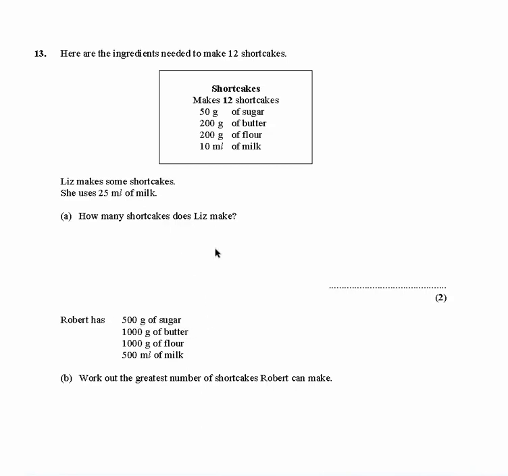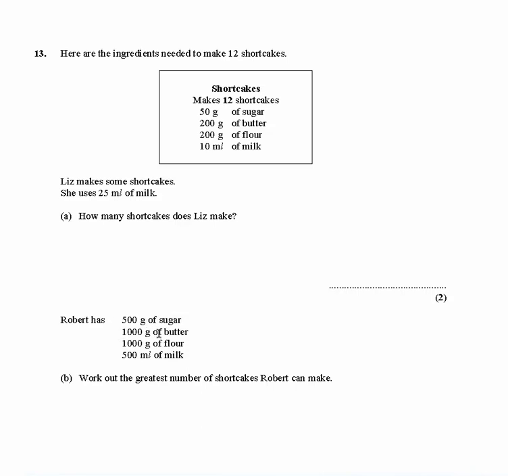Robert has 500 grams of sugar, 1,000 grams of butter, 1,000 grams of flour, 500 milliliters of milk. Work out the greatest number of shortcakes Robert can make. Well, if you've got 50 grams of sugar, you can make 12. So how many could you make with this sugar? This sugar is enough to make how many of these recipes? Can you see it's 10? You can make 10 of these recipes with 500, okay, because 500 is 10 lots of 50.